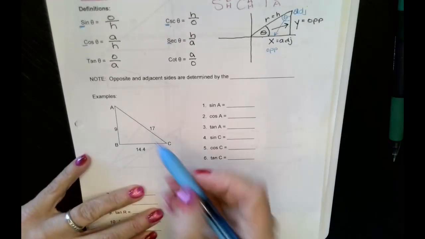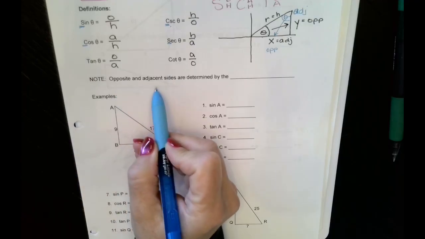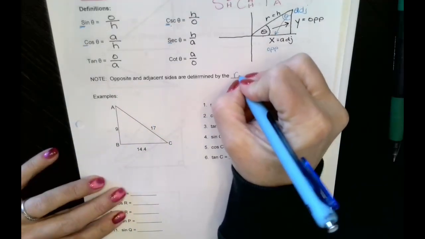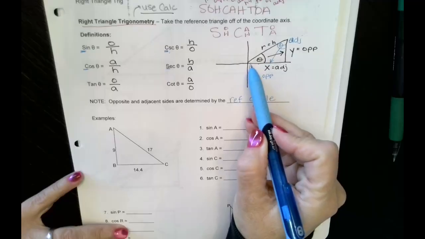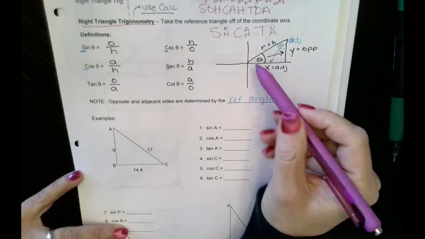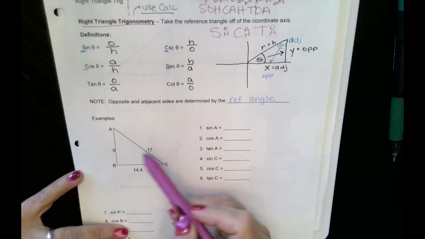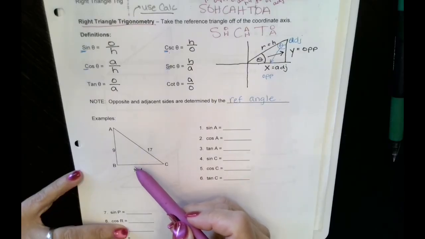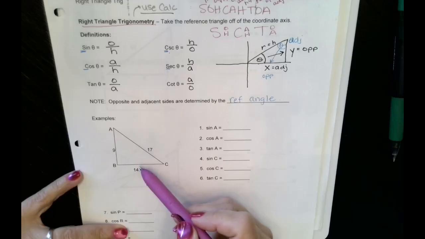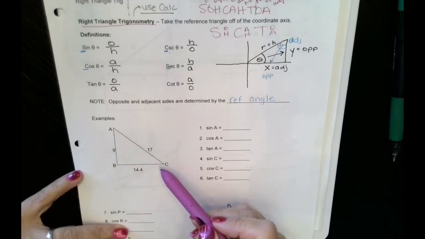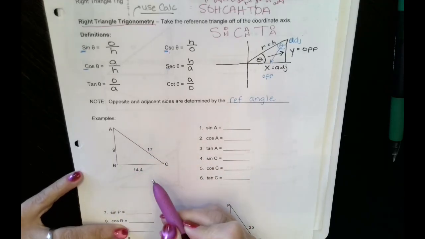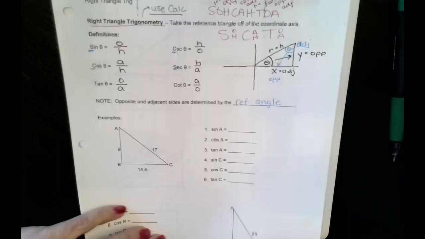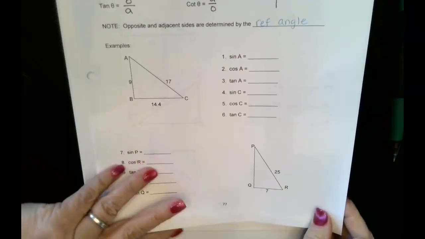Okay, so I just said this, but again, it says the opposite and adjacent sides are determined by the reference angle. Now, when we're talking about trig, my reference angle is always this angle that is going to be closest to the x-axis. But as we just look at regular triangles, so if we look at this triangle, we no longer have an xy coordinate plane, right? We just have a triangle. So now we're going to identify our reference angle as whatever angle it is that we want to go across from. So a little bit of geometry gotta knows.